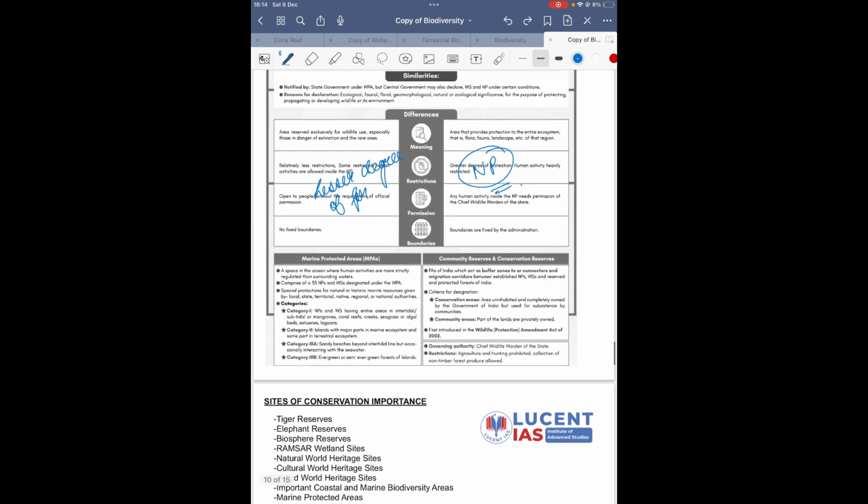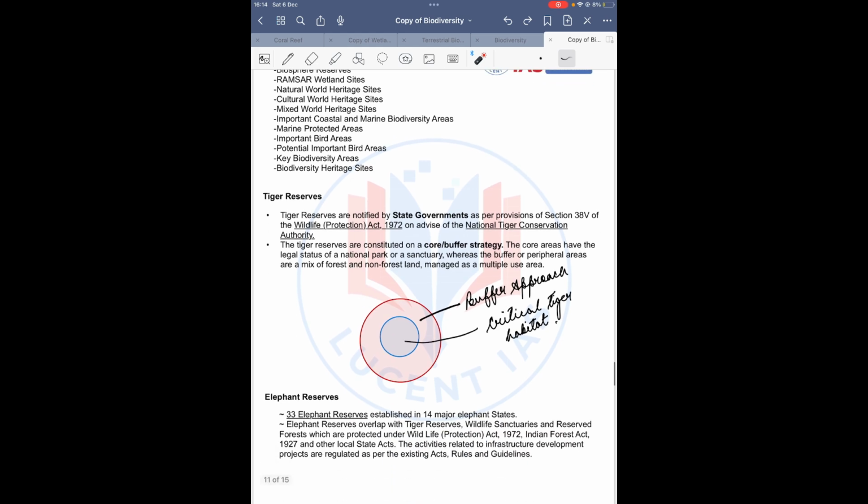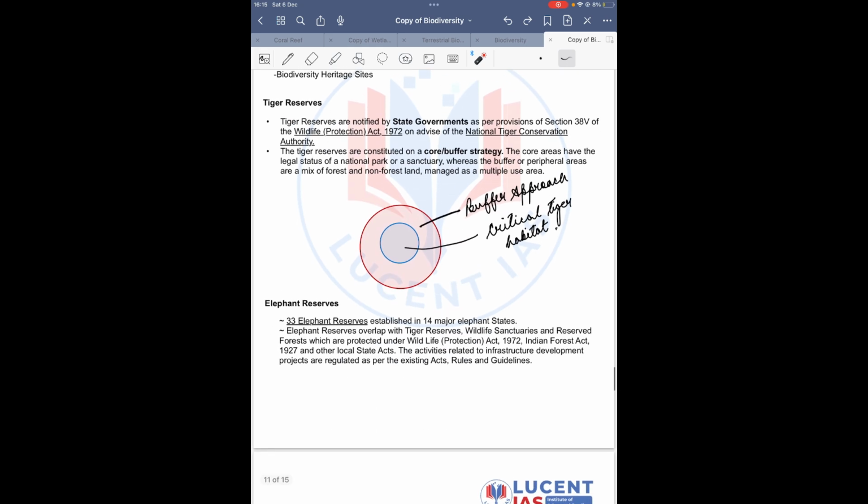Clear? Then there are a few more important sites of conservation importance, like tiger reserves. Who notifies tiger reserves? They are notified by the state government as per provisions of the Wildlife Protection Act 1972 on the advice of the National Tiger Conservation Authority. They follow the core-buffer strategy. The core is a critical tiger habitat under the Wildlife Protection Act 1972, with a buffer approach. In this critical area, nobody is allowed to go. Clear? Next are the elephant reserves.